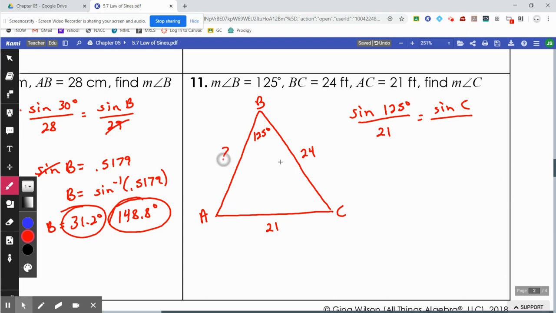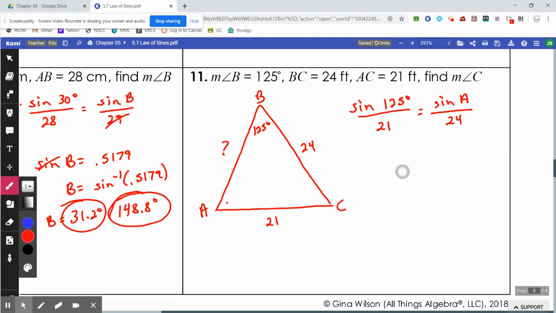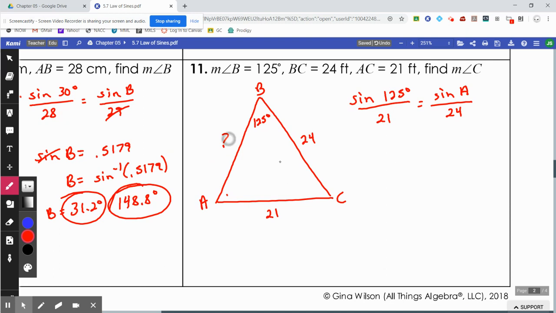Notice that we're not given the side length. So we have an issue here. So here's what we're going to have to do. We're actually going to have to find A, because we are given the side length across from it, which is 24. Now, if I can find angle A, then that leads me to knowing what angle C is going to be equal to. So let me show you how we're going to do it. So let's go ahead and find angle A.